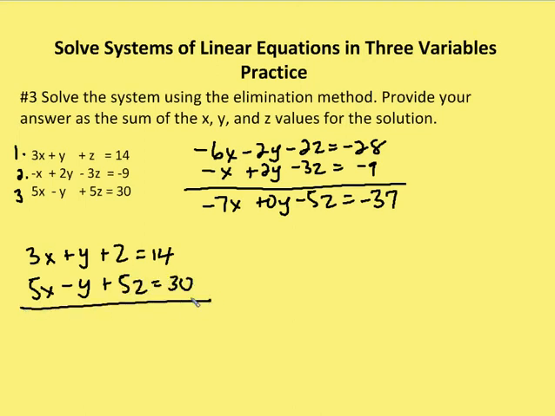I'm going to combine the two equations. I get 8x plus 0y plus 6z is equal to 44. Okay, now I have 8x plus 6z is equal to 44. Now let's see, which variable do I want to eliminate in this case? Well, let's eliminate the z variable, and I'm going to do that by multiplying the second equation that I've just derived by 5.